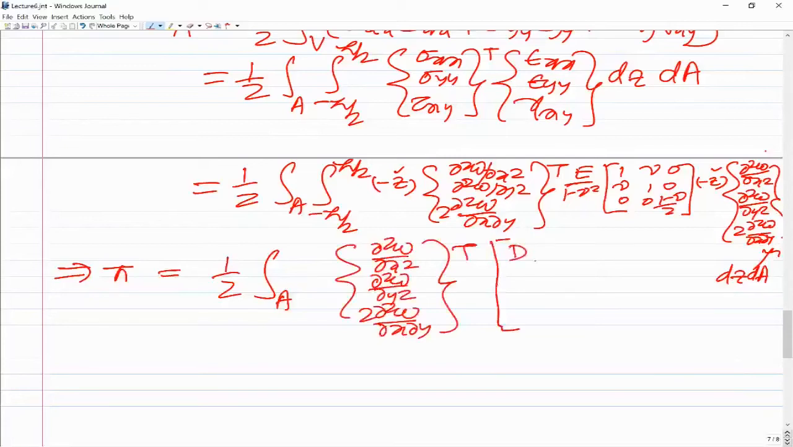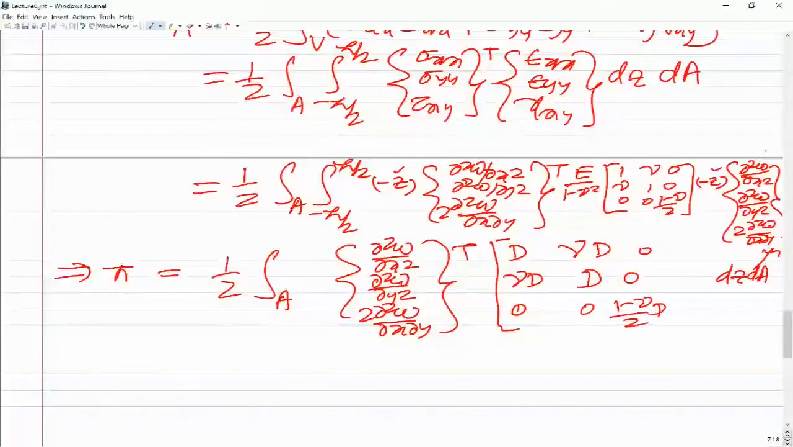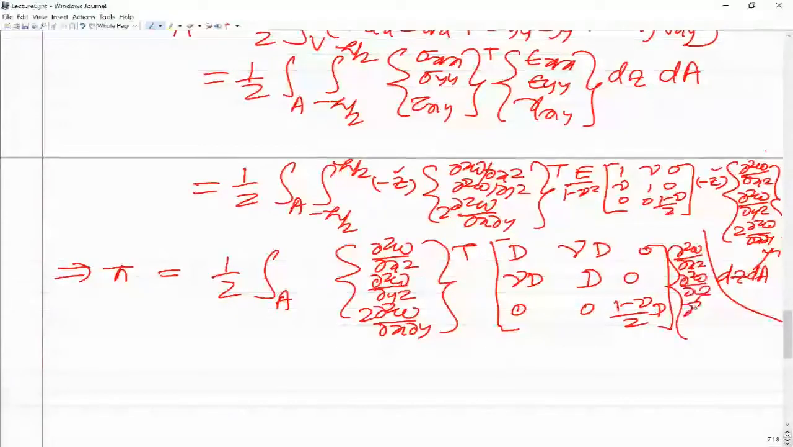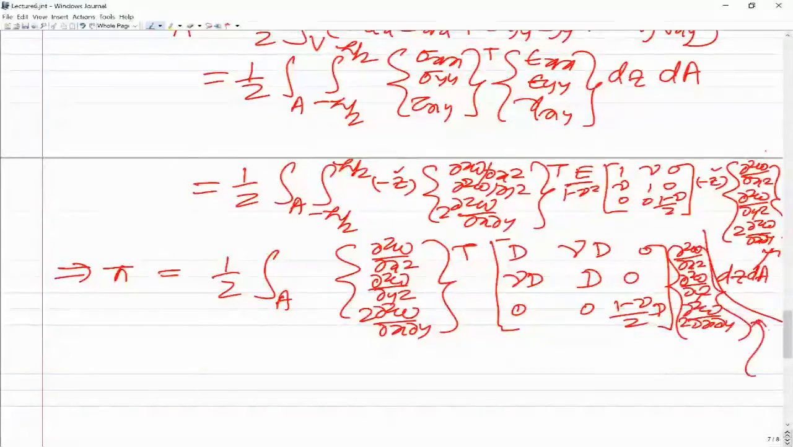matrix. So you can write that as D, νD, 0, and then νD, D, 0, and 0, 0, and then we have (1−ν)/2 into D. And in this place you will have the strain terms ∂²w/∂x², ∂²w/∂y², and ∂²w/∂x∂y twice here. And then here, dz, dA, only dA now, no dz. So this is the strain energy for the plate, classical plate.